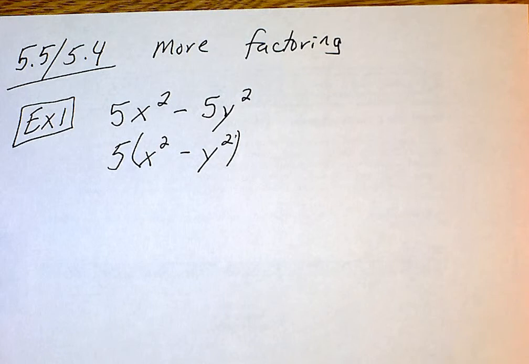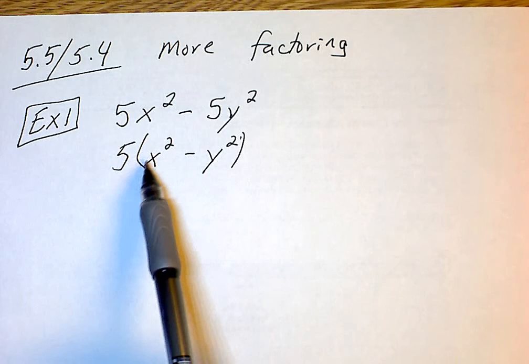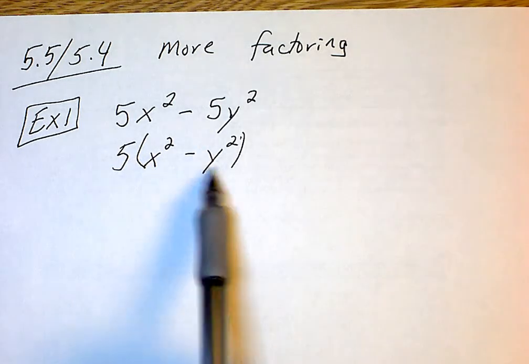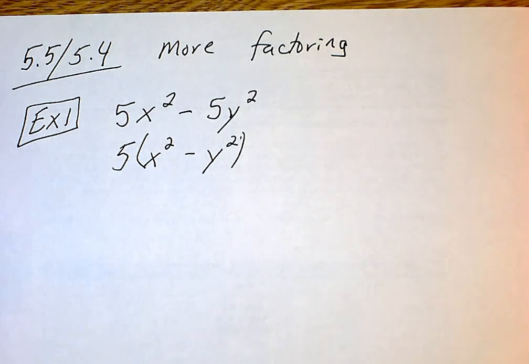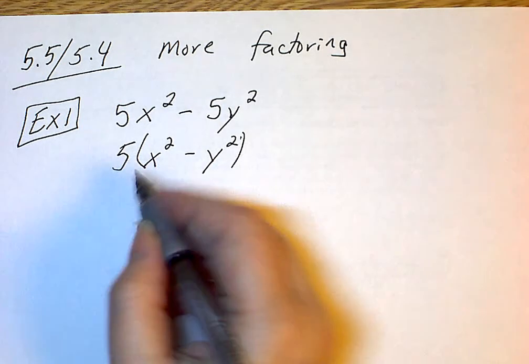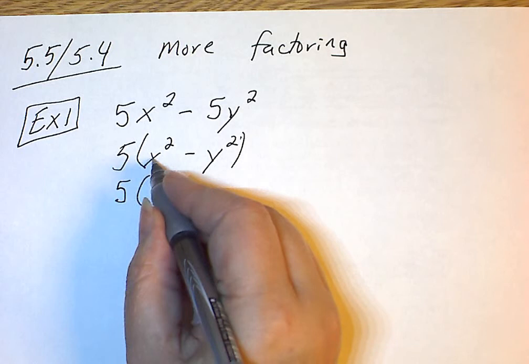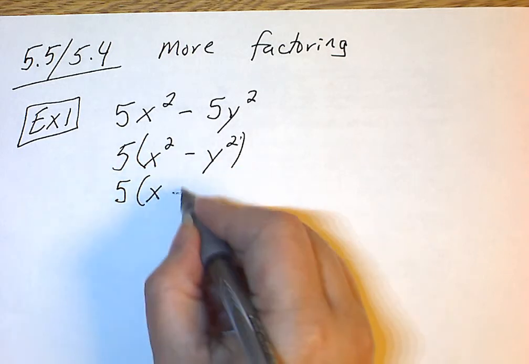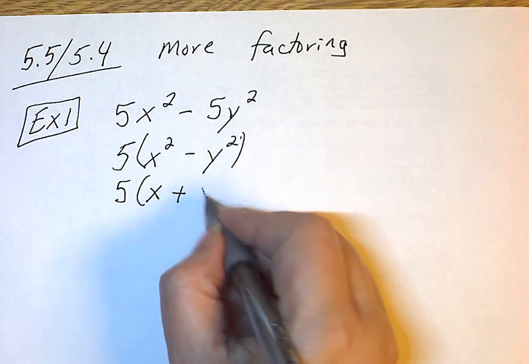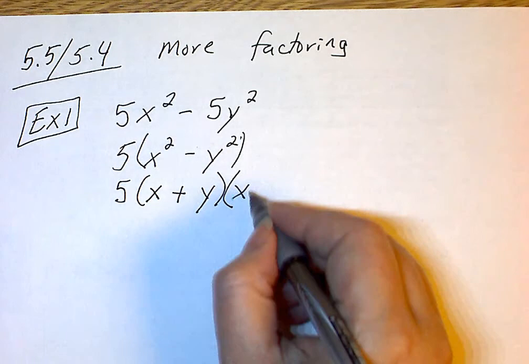Now what we have to remember is if we have a perfect square and it's two terms, you're going to have one positive and one negative, so the middle terms would drop out. So we bring that 5 down, and the square root of x squared is x, plus the square root of the second term, which is y. Then here we have x minus y.